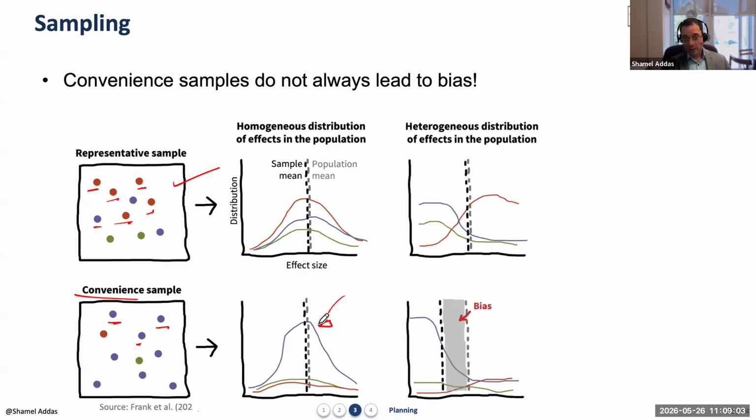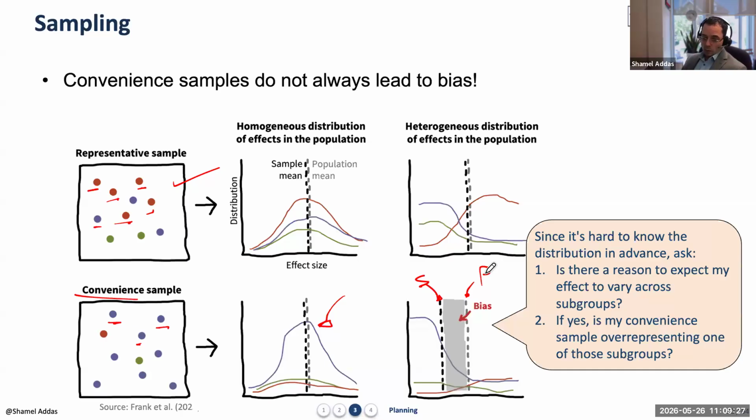Now, if the distribution is different, that's where it could become a problem. So here we have bias because the sample mean is far away. This is the sample mean, and this is the population mean. So that's when it could become a problem when you have a convenience sample in your study. So if you're going to do a convenience sample, you have to ask yourself these two questions: is there a reason to expect my effect to vary across the subgroups? And if yes, is my convenience sample overrepresenting one of those subgroups? You have to ask these questions ahead of time and try to design your study so as to minimize those effects when possible.